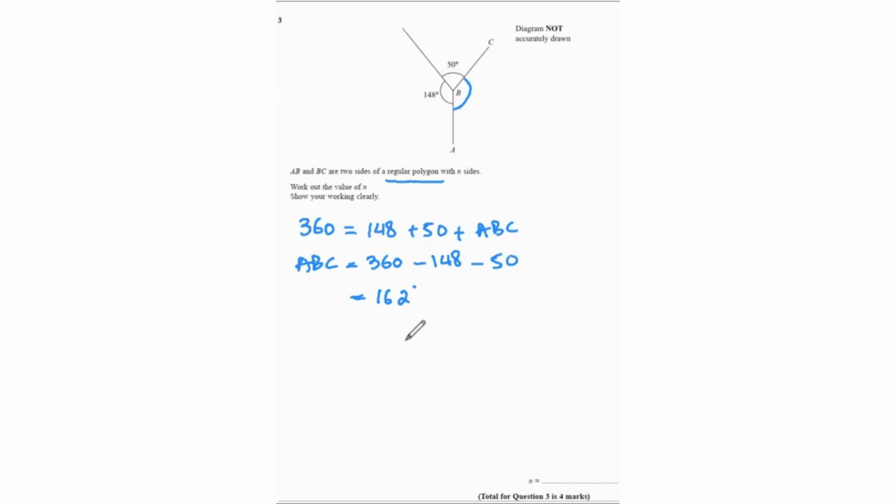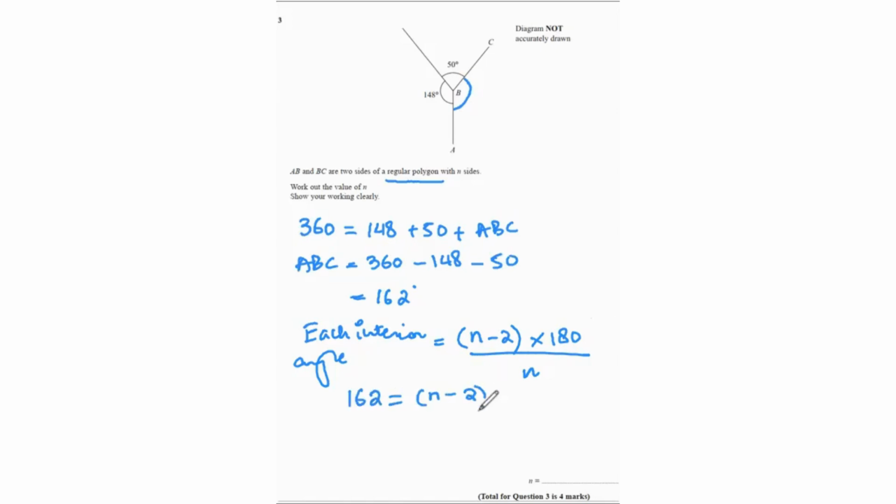So using this interior angle value, we can find the value of n. Now, each interior angle of a regular polygon equals (n minus 2) times 180 divided by n. This is the formula that we use to find the value of each interior angle for a regular polygon. We have the interior angle, that's 162. We have to find the value of n, so that's going to be the unknown in this equation.